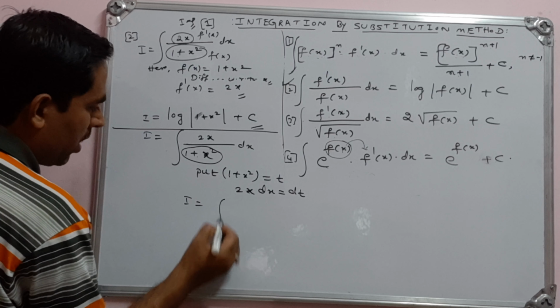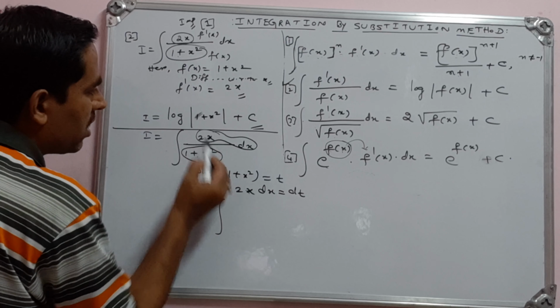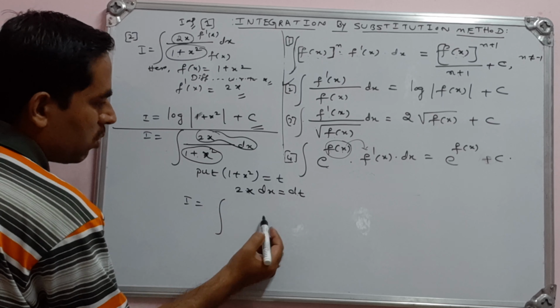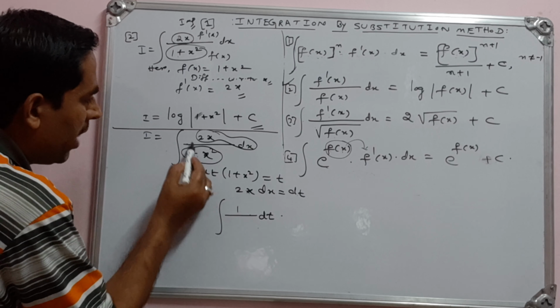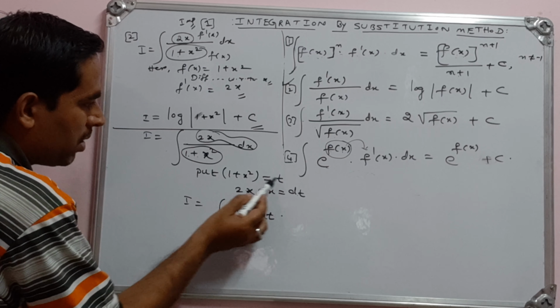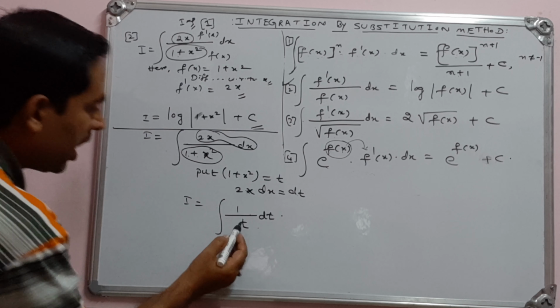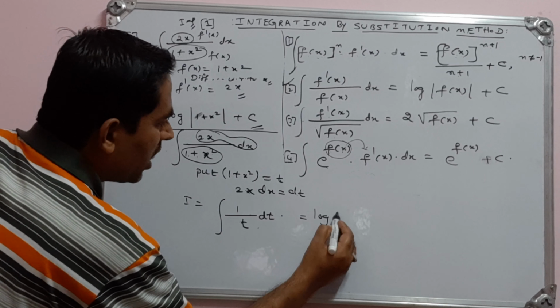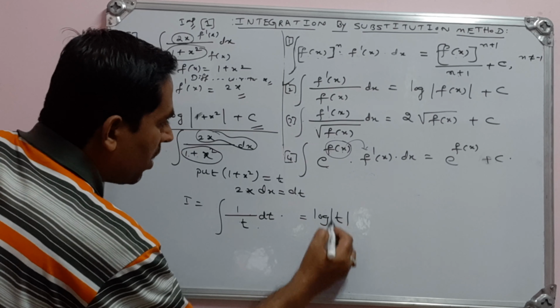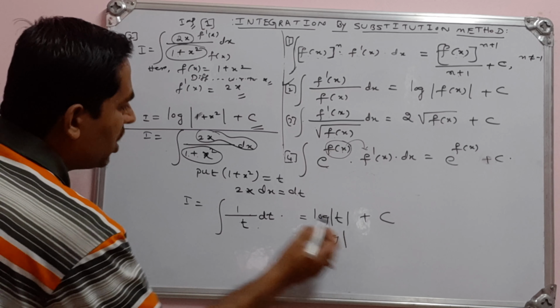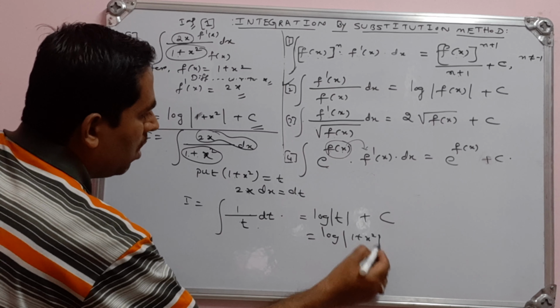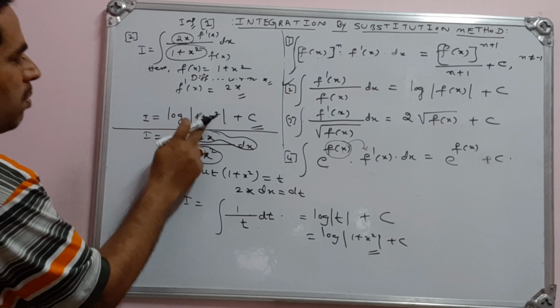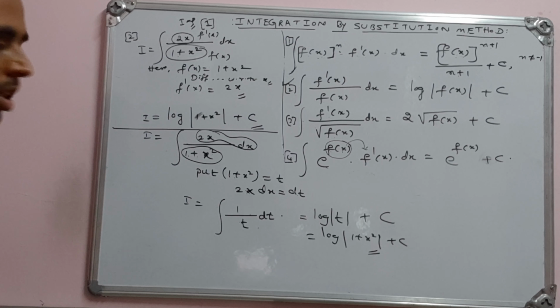Then this problem becomes: I is equal to the integration of 2x into dx, which is dt, and in the denominator 1 plus x square, which is t. The denominator becomes t. Now, what is the integration of 1 by t? The integration of 1 by x is log x, so that is log t. Here t is positive, so the log is positive. Then replace t: log of 1 plus x square. So both are the same. This is called the substitution method.